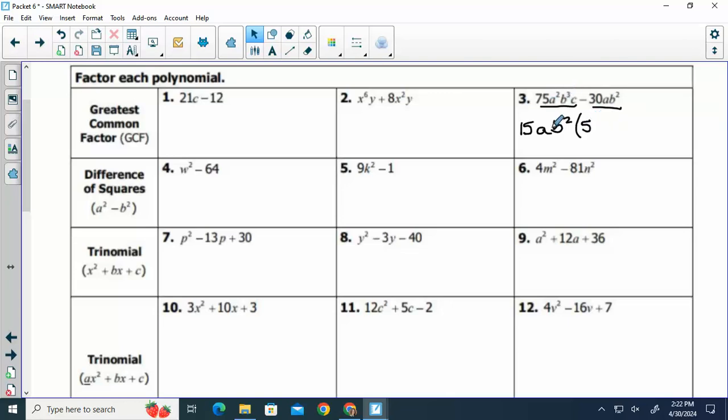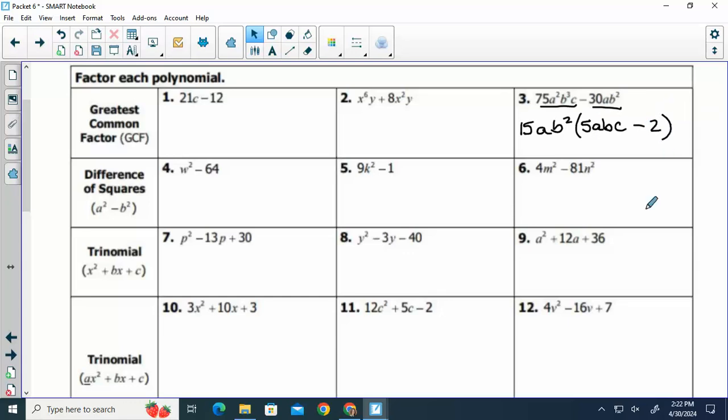I had 2 A's, I took out 1, so there is 1 left. I had 3 B's, I took out 2, so there is 1 left. I had a C, I did not take it out, so that stays. Minus 30 divided by 15 is 2. I took out the A, I took out the B squared, so that's gone.